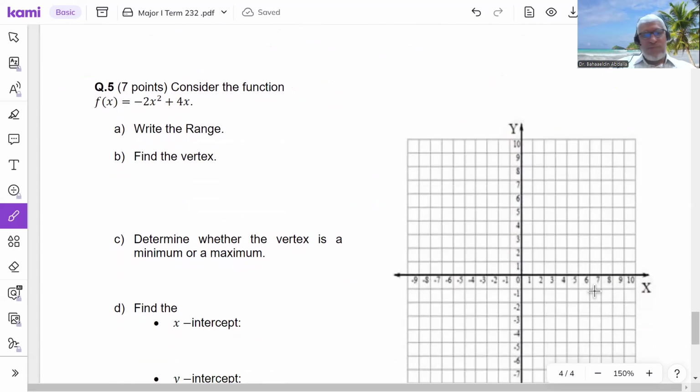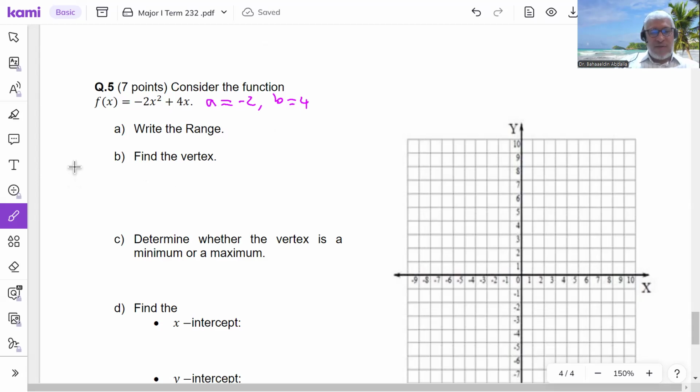The last question is a question about the quadratic function. Write the range. Well, this is a quadratic function because we have x to the power 2. And what is a here? A is the coefficient of x squared. B is the coefficient of x. And c is 0. There is no c here. What is the range? Well, I'll postpone the range. Let me find the vertex first.